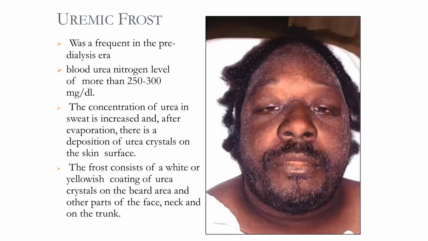The uremic frost. This was a frequent finding in the pre-dialysis era, with blood urea nitrogen levels of more than 250 to 300. The concentration of urea in the sweat is increased, and after evaporation, there is a deposition of urea crystals on the skin surface, just like salinity on the ground: when there is evaporation, only the salt is left, giving it a white, salty covering. The frost consists of a white or yellowish coating of urea crystals on the beard area and other parts of the trunk.